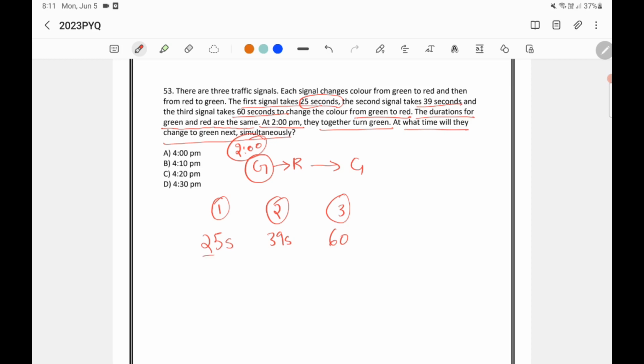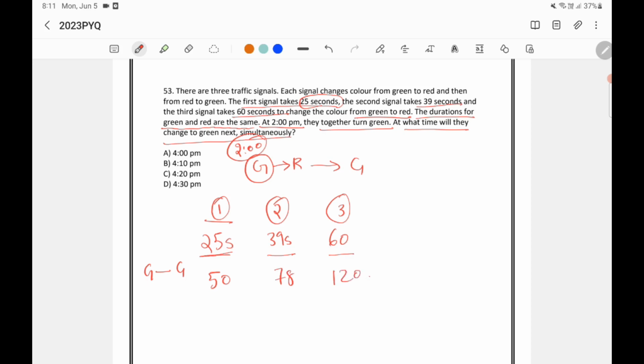Now here 25 seconds for the first signal, it will take 25 seconds to convert from green to red. Now again from red to green it will take 25 seconds. So total from one green to next green it will take 50 seconds. First green to red and then red to green. Similarly this will take 78 seconds to convert from one green to another green. This will take 120 seconds.